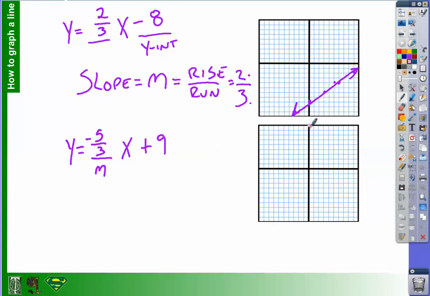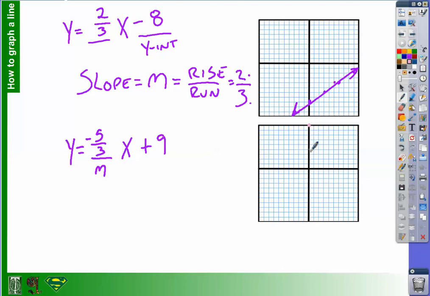And now we have a slope of negative 5/3. What do I do from here? Rise over run. What is my rise? Negative 5. So I'm going to count down 5 because it's negative. 1, 2, 3, 4, 5.